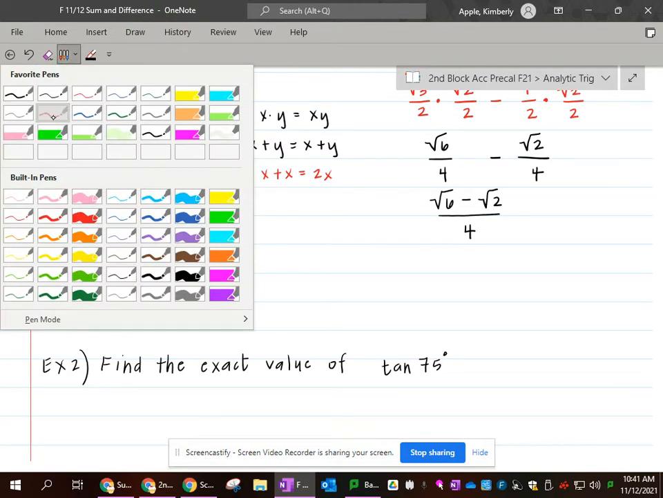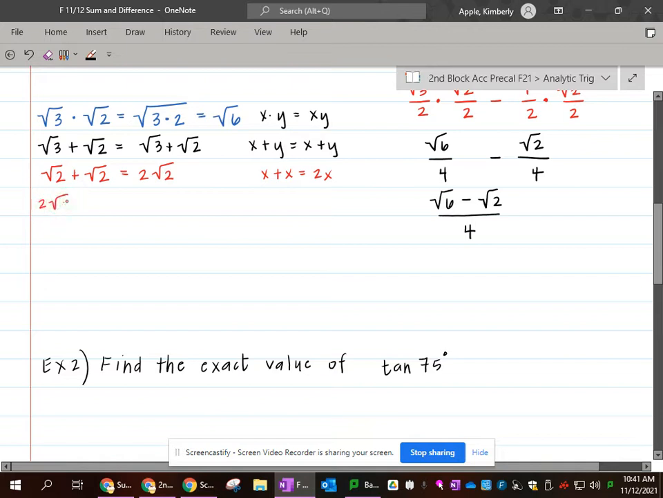Let me give you another example like this. Let's say we had 2 root 3 plus 3 root 3. That would be 5 root 3. I just add these coefficients, just like a variable. And you would think here, 2x plus 3x equals 5x. So it works very similarly to those kind of things.